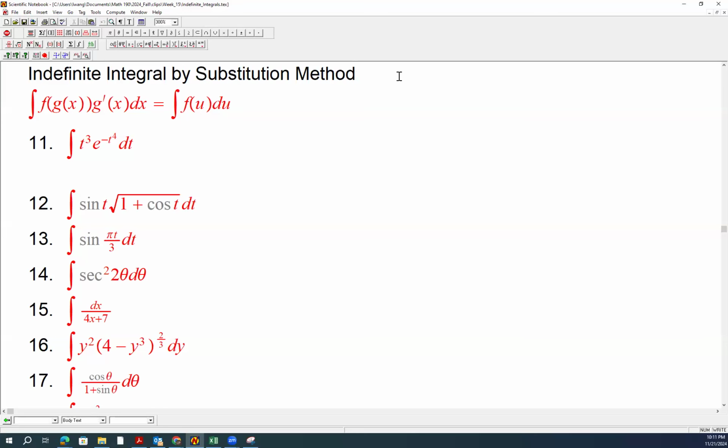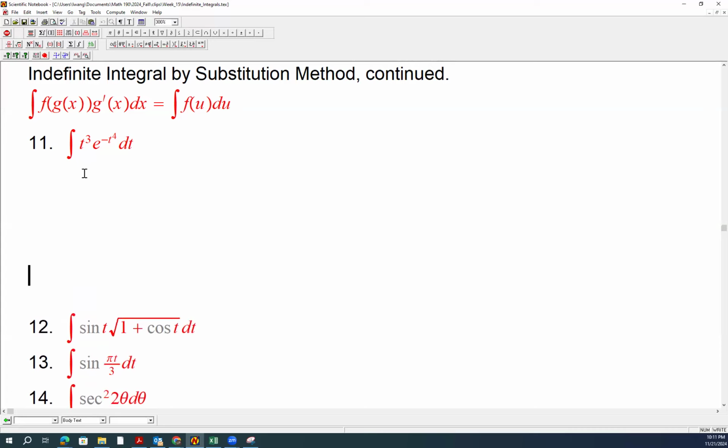All right, so let's continue the indefinite integral by substitution method. Continued. Okay, and this one you can see it's pretty obvious that we choose u to be the power of e. And if we take a derivative of this u, you can see that's going to be equal to negative t raised to the power of 4 if we differentiate u, right?